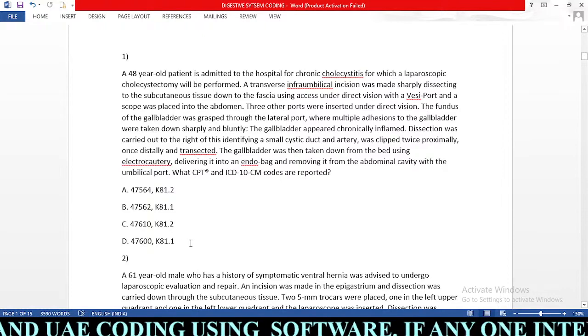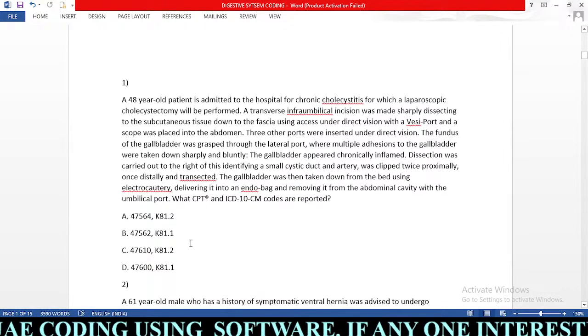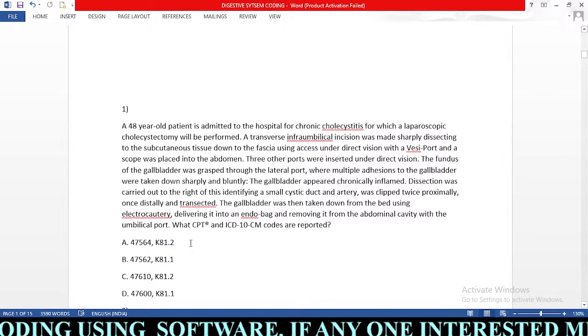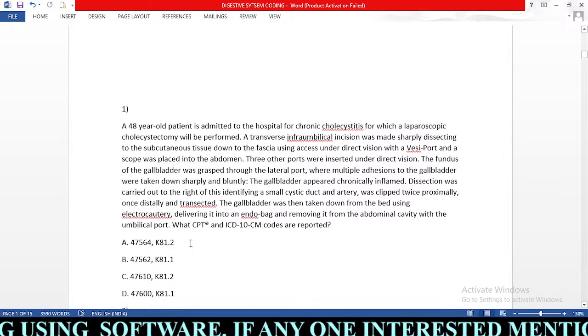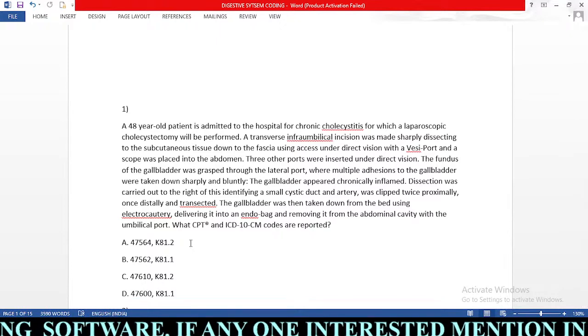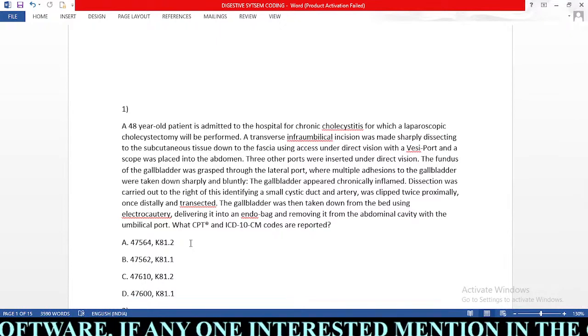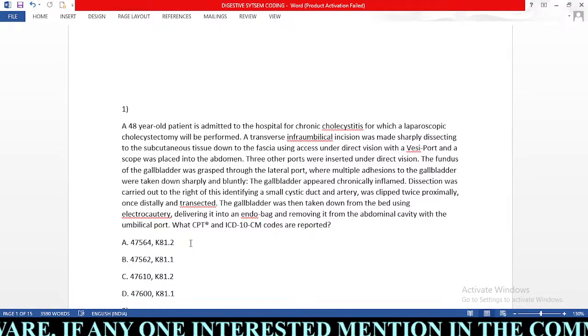Here you need to find both CPT as well as ICD. Now it is 9:28. We can discuss the answer at 9:33, 9:32 or 33, based on our answers.